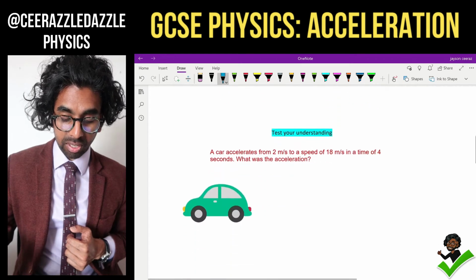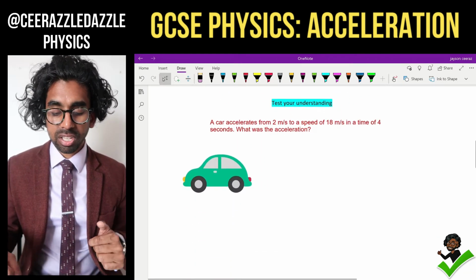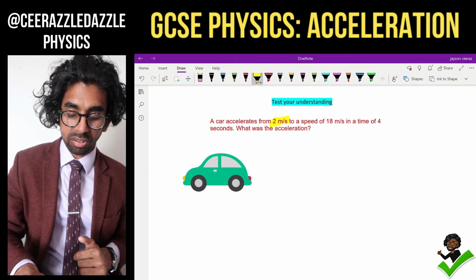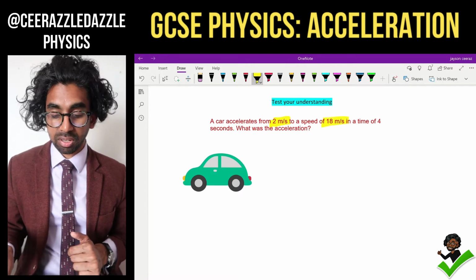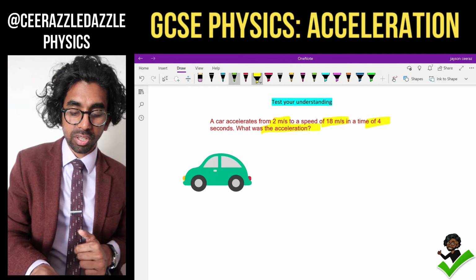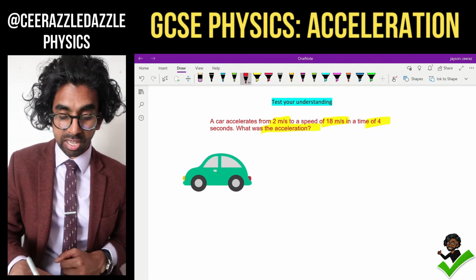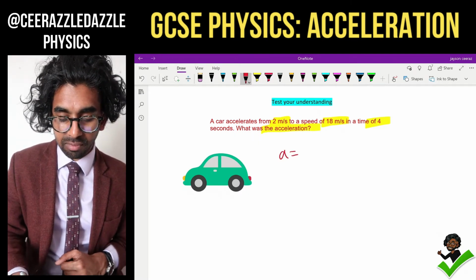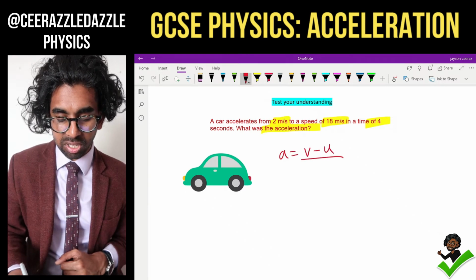Let's have the following. Test your understanding. A car accelerates from 2 meters per second to a speed of 18 meters per second in a time of 4 seconds. What is the acceleration? So we know the formula we just looked at. Acceleration is equal to V minus U divided by T.